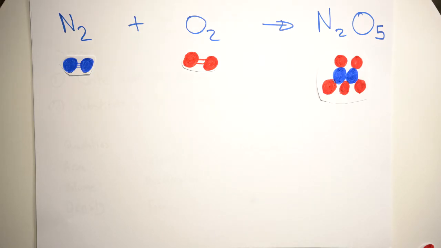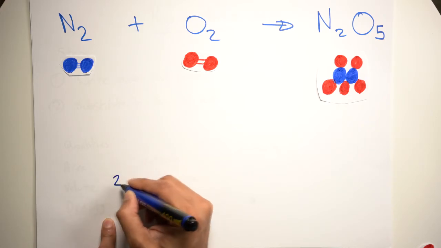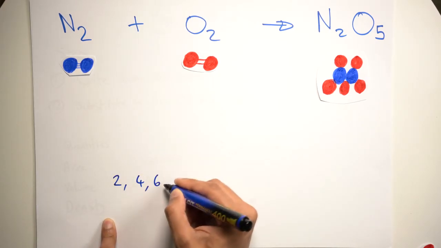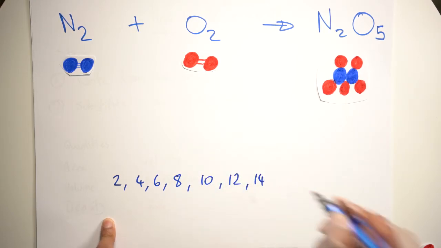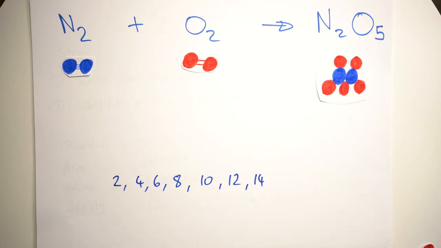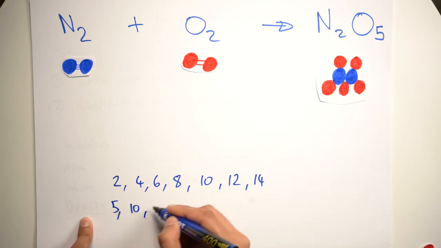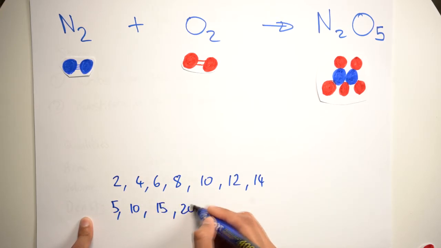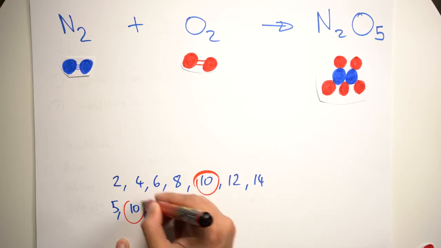Now, the trick here is to find the lowest common multiple of 2 and 5. Now, in case you don't know how to do lowest common multiples, it's a little bit like this. You write out all of the multiples of 2: 2, 4, 6, 8, 10, 12, 14, like that. You could go on, but there's no need. And you can write the multiples of 5. So 5, 10, 15, 20, etc. You don't need to continue for too long because we're trying to find the lowest common multiple.